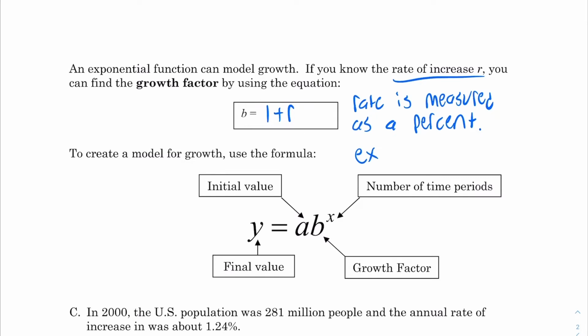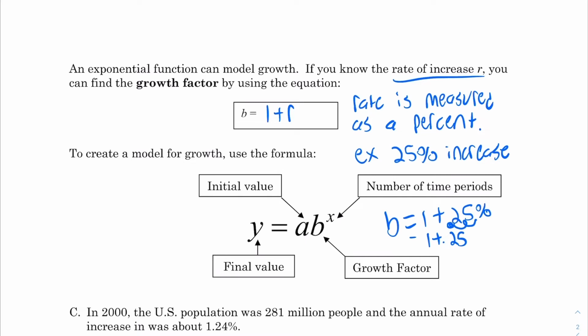For example, you could do a 25% increase, which would mean your b would be equal to 1 plus 25%. You would convert that percent back to decimal form by moving the decimal 2 spaces over to be 1 plus 0.25, which would give you a b of 1.25.